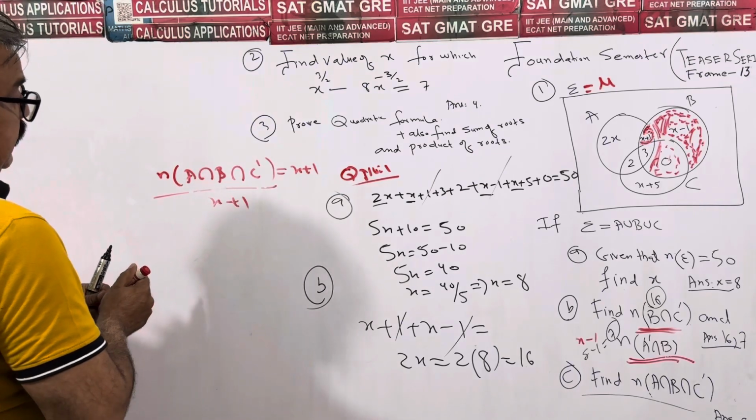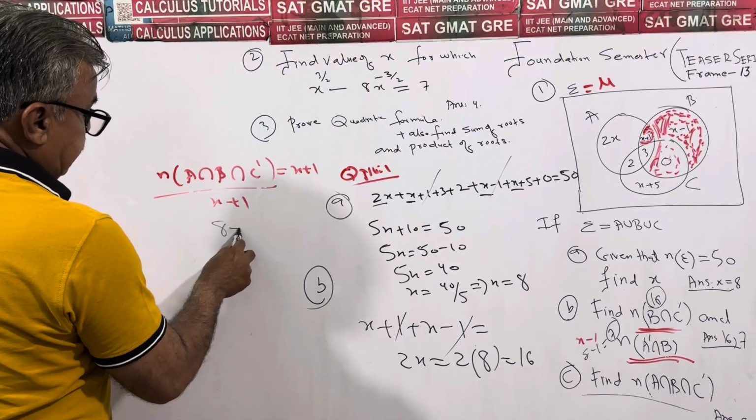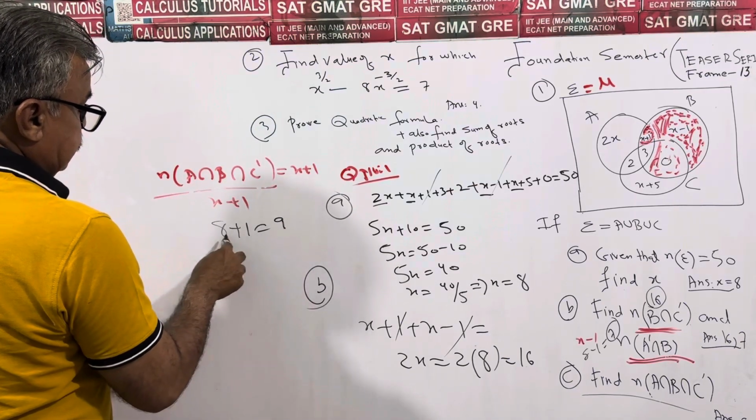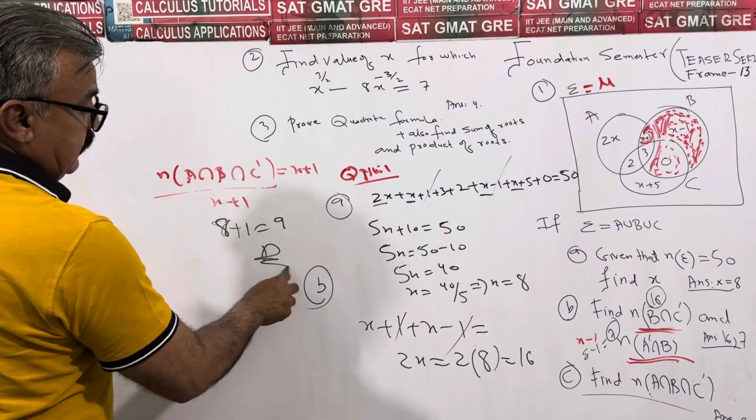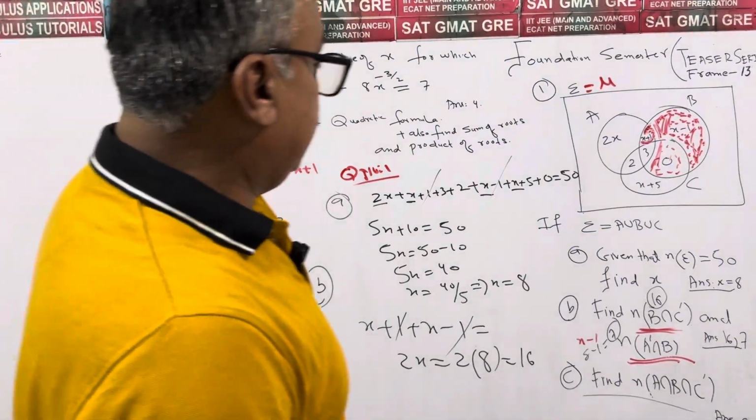The value of x is 8. 8 plus 1, 9 is our answer.